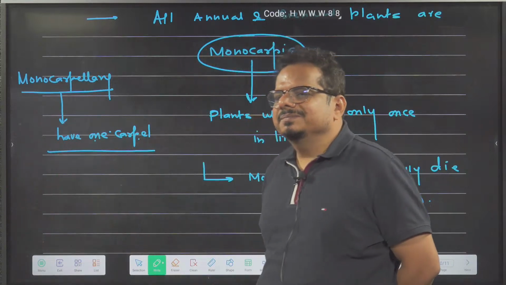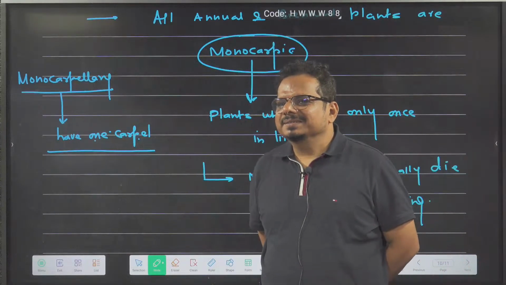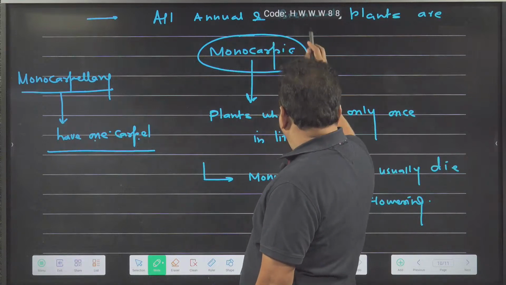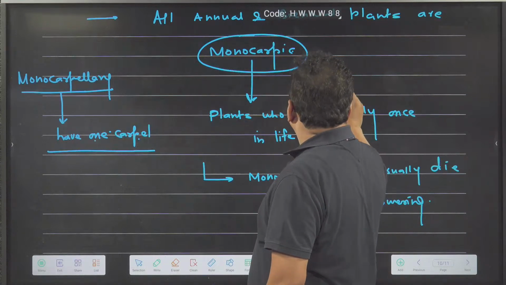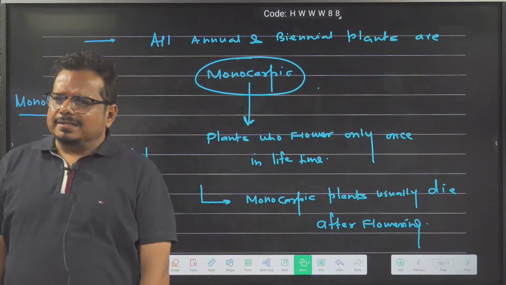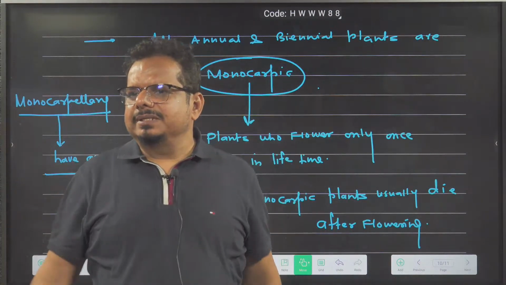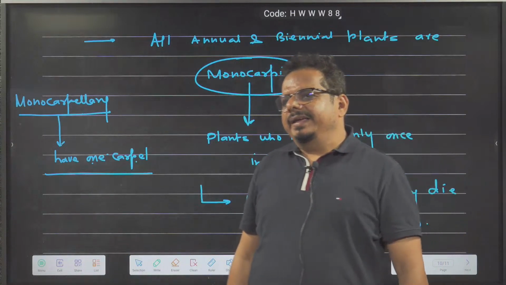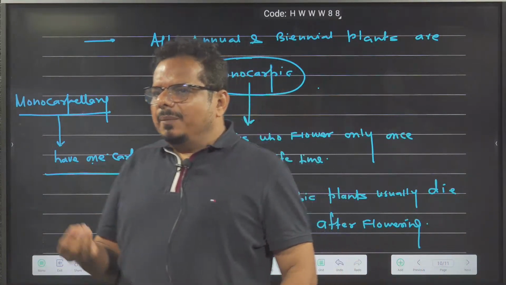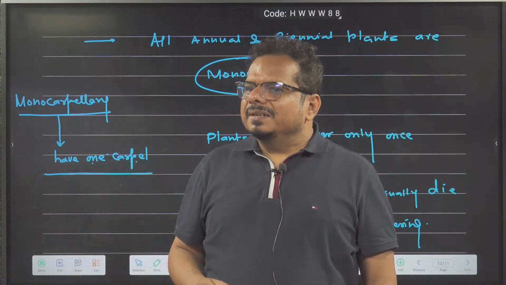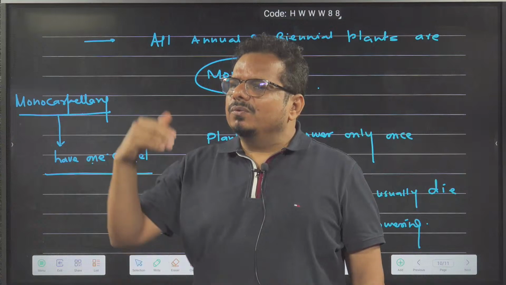You got the idea? Is it clear in the mind? So what statement did I write? All annual and biennial plants are monocarpic. For example, rice, paddy that you grow. Andhra Pradesh is a paddy growing belt. And paddy is a monocarpic plant. After you have seen the flower of paddy, after one time of flowering, the fruit came.